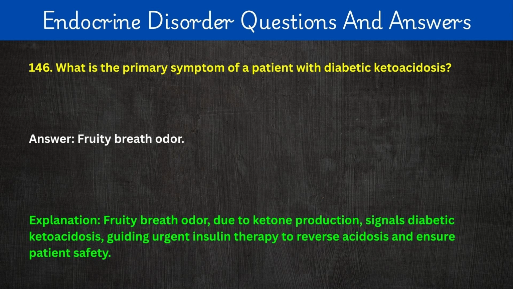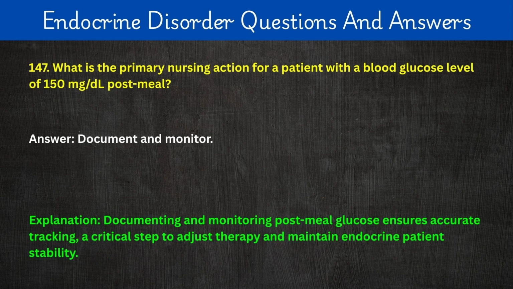146. What is the primary symptom of a patient with diabetic ketoacidosis? Answer: fruity breath odor. Explanation: fruity breath odor, due to ketone production, signals diabetic ketoacidosis, guiding urgent insulin therapy to reverse acidosis and ensure patient safety.